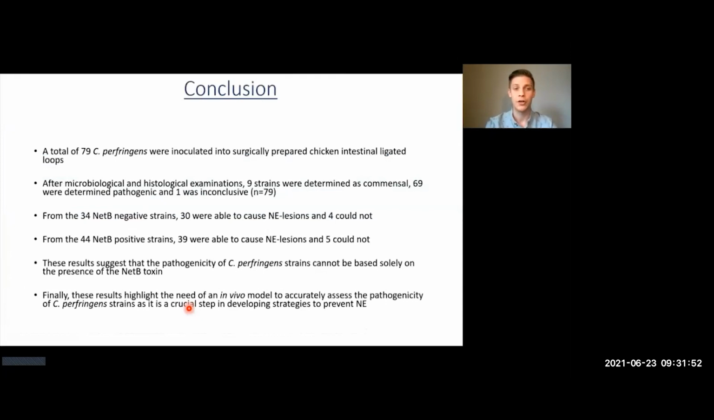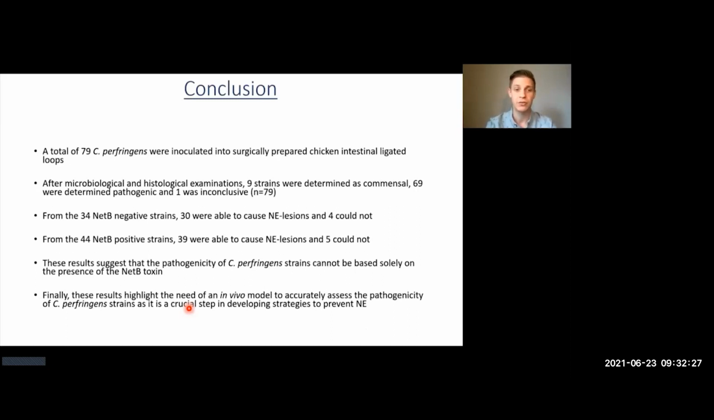In conclusion, a total of 79 C. perfringens strains were inoculated into the surgically prepared chicken intestinal ligated loops. After microbiological and histological examinations, 9 strains were determined as commensal, 69 were determined as pathogenic, and 1 was inconclusive. From the 34 NETB negative strains, 30 were able to cause lesions, while 4 could not. And from the 44 NETB positive strains, 39 were able to cause lesions, while 5 could not.